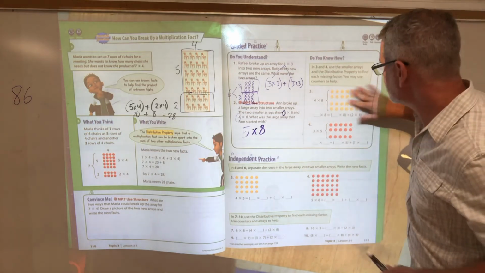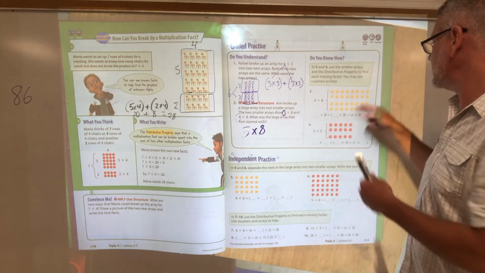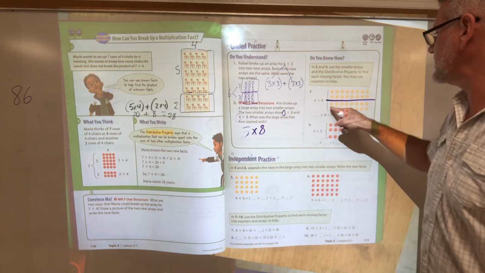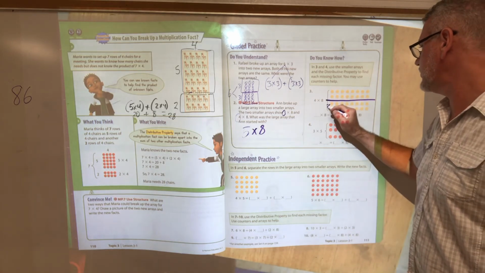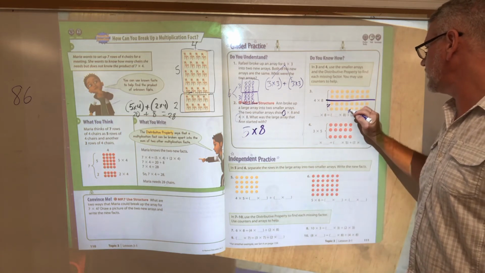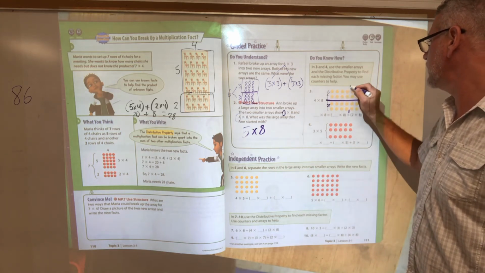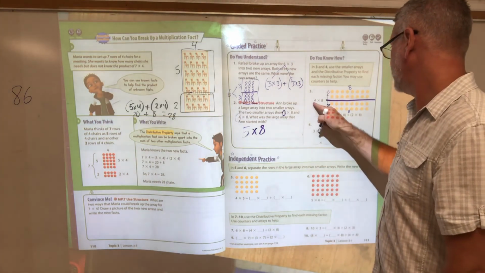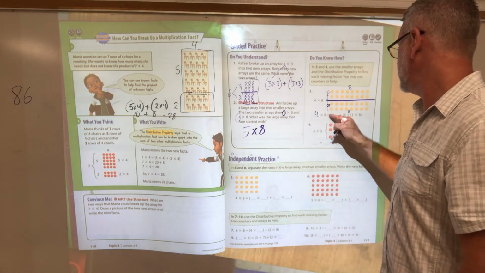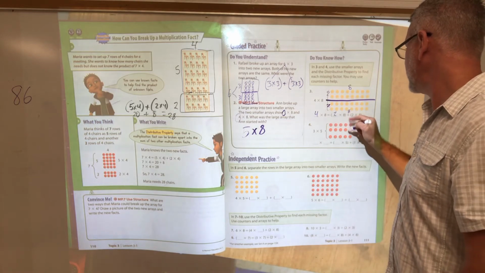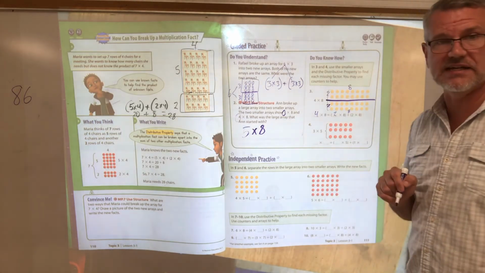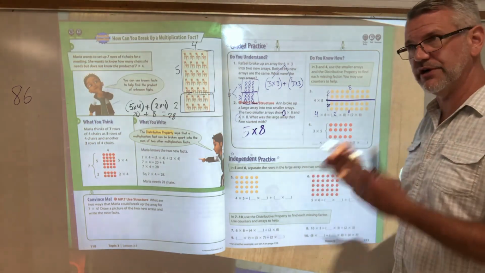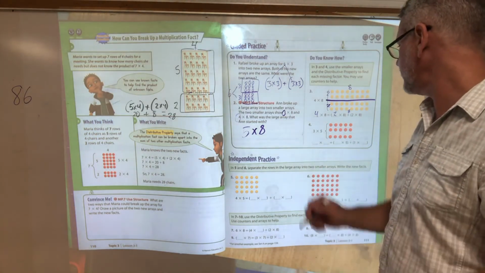So they took this array that had 4, and you can see they left a space and they broke it right here. So now on the bottom, instead of having 4 on the side, we have 2, but we still have 8 going across. And up here we have 2, and we still have 8 going across. So it would be 4 times 8 is the same as 2 groups of 8 plus another 2 groups of 8. They don't even want you to find the answer here. They just want you to work on breaking them apart, distributive property.